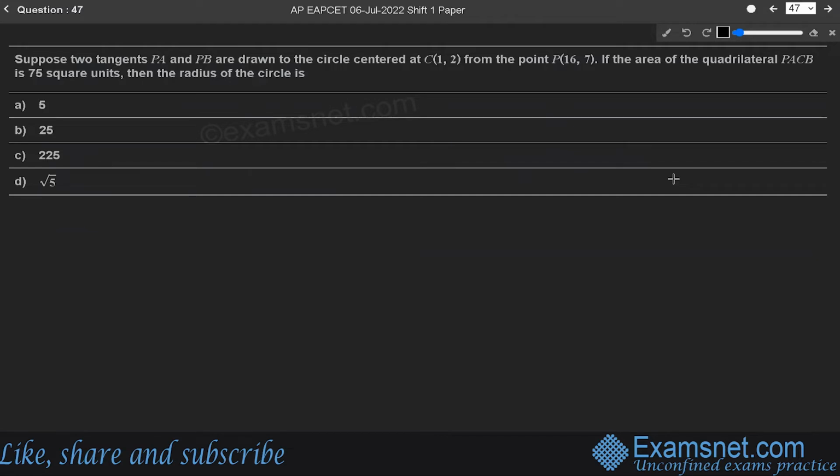Next question is: suppose two tangents PA and PB are drawn to a circle centered at C(1, 2) from the point P(16, 7). If the area of the quadrilateral PACB is 75 square units, then the radius of the circle is. So we have to find the radius of the circle. It is given that two tangents are drawn to the circle. So consider a figure. Let this be the circle and let this be the center. Two tangents are drawn to it. So it must be this way.